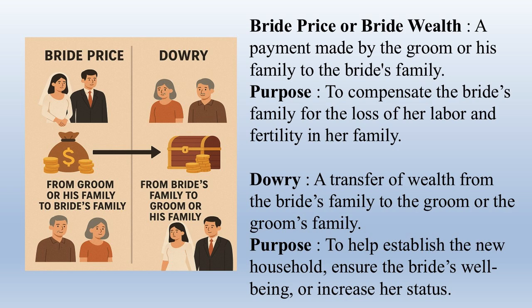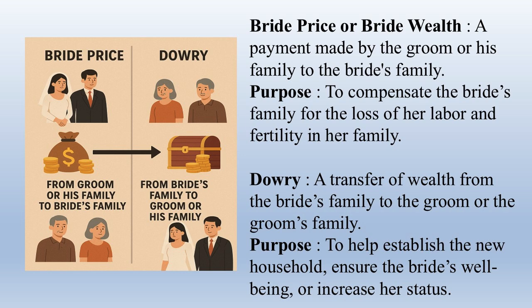There are another two topics related to marriage which I would like to discuss, that are bride price and dowry. The bride price is also known as bride wealth. It is the payment made by the groom's family to the bride's family in exchange for the right to marry their daughter. The purpose of the bride price is seen as compensation for the bride's labor, reproductive capacity, and potential for making children. It is also a financial support from the groom's family to the bride's family.